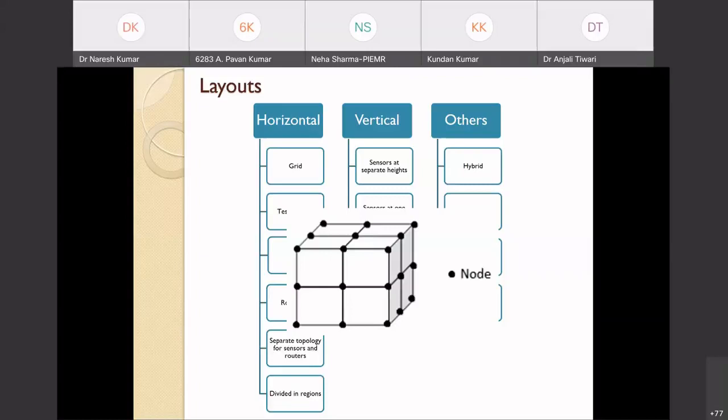Some of the researchers, like Elio, proposed to have 20 sensor nodes at 5 different points and 4 different heights, say about 1 meter to 3 to 4 meters. And this hybrid layout was deployed for disease forecasting.